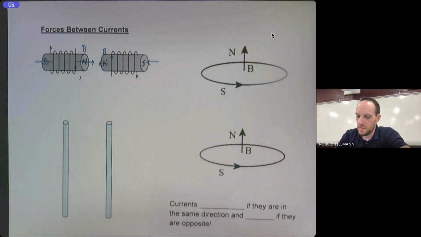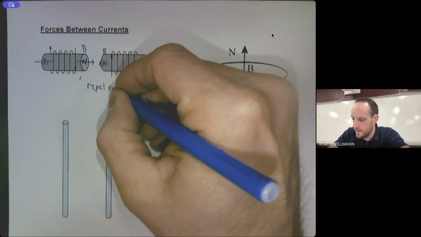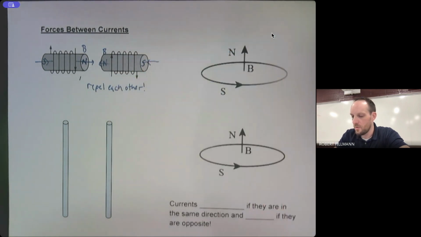And so these particular magnets will repel each other. Since like poles repel, the two norths are going to repel each other. They'll push away.